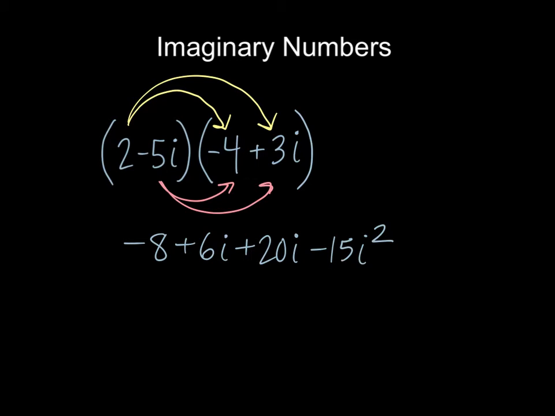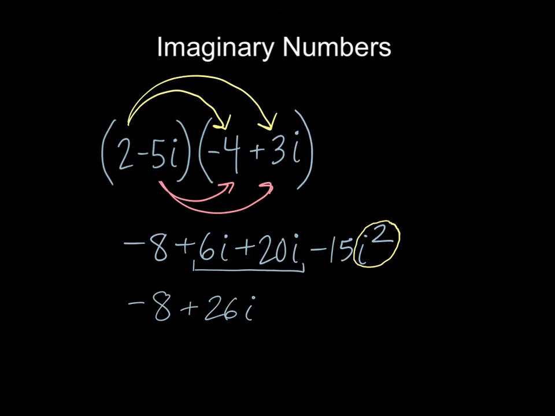Now here's where something will be slightly different. The negative 8 is going to stay the same. The 6i plus 20i make 26i, just like terms. But in this last term, we have an i squared. And as we talked about when we defined what i is, since i is the square root of negative 1, i squared is a negative 1.